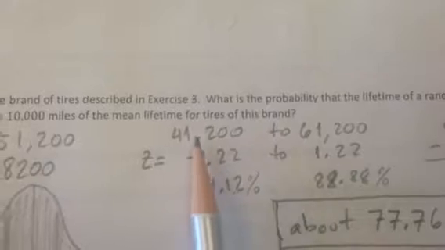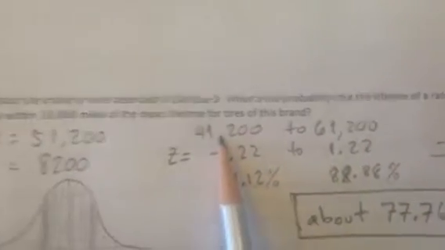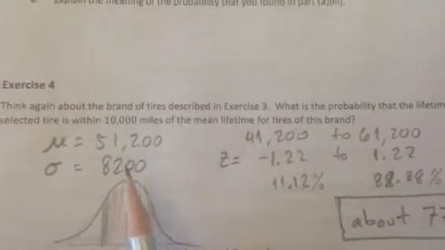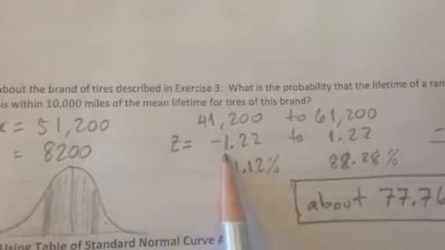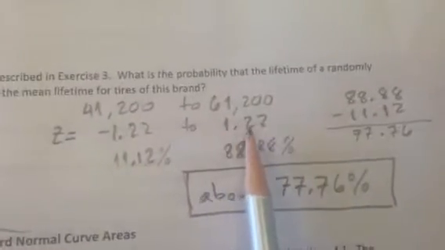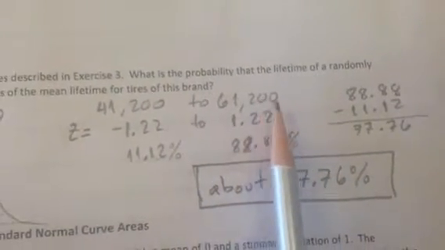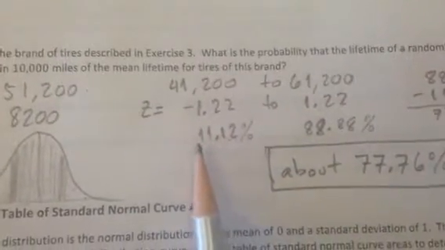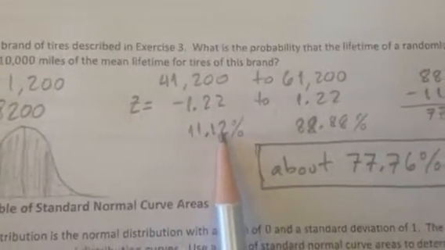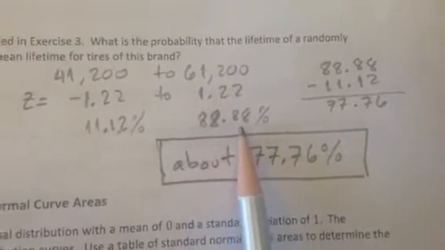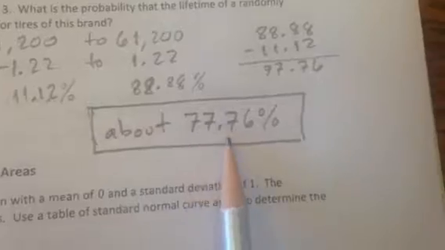So we'll find the z-score for each one of these numbers. Again, score minus the mean divided by the standard deviation gives us our z-score, and we get negative 1.22 for 41,000, and we get positive 1.22 for 61,000. When we look on our chart, this negative z-score gives us a value of 11.12%, and the positive one gives us 88.88%. And subtracting them, we just get this number here.